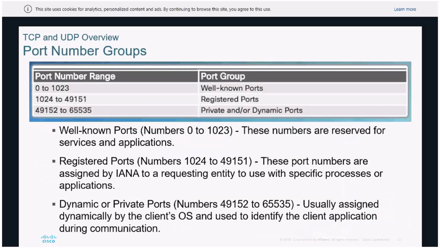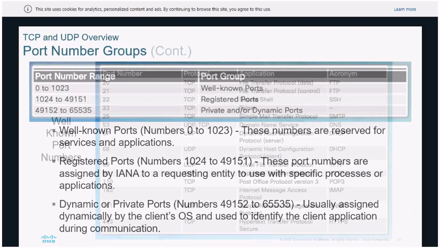There are some well-known groups of port numbers. 0 to 1023 are the well-known ports. 1024 to 49,000 or so are registered ports. There's also a set of private and dynamic ports. What are they used for? The second group are assigned by the Internet Assigned Numbers Authority for use with specific processes or applications. The last group are assigned dynamically by the client's operating system, and they can work with various applications during communication. The top one is the well-known services and apps.